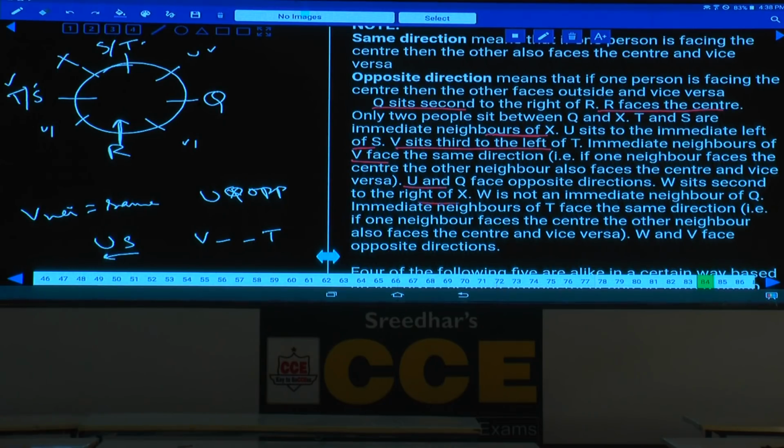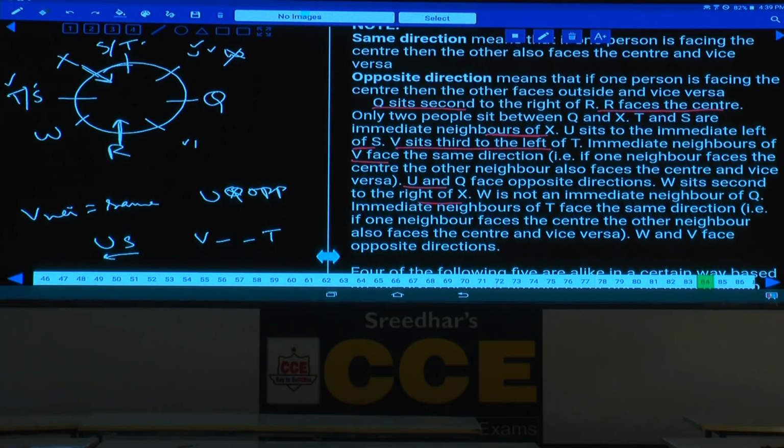W sits second to the right of X. As W is seated second to the right of X, W can be either at this place or at this place. W is not an immediate neighbor of Q. As W is not an immediate neighbor of Q, W cannot be here. As W cannot be here, then where should this W be? W must be at this place. Now W is fixed. And W sits second to the right of X. X must be towards the center.